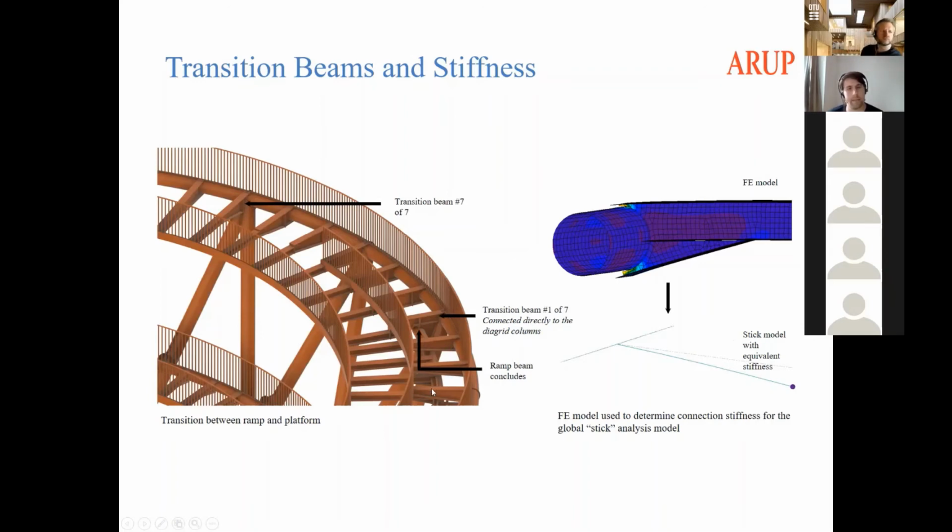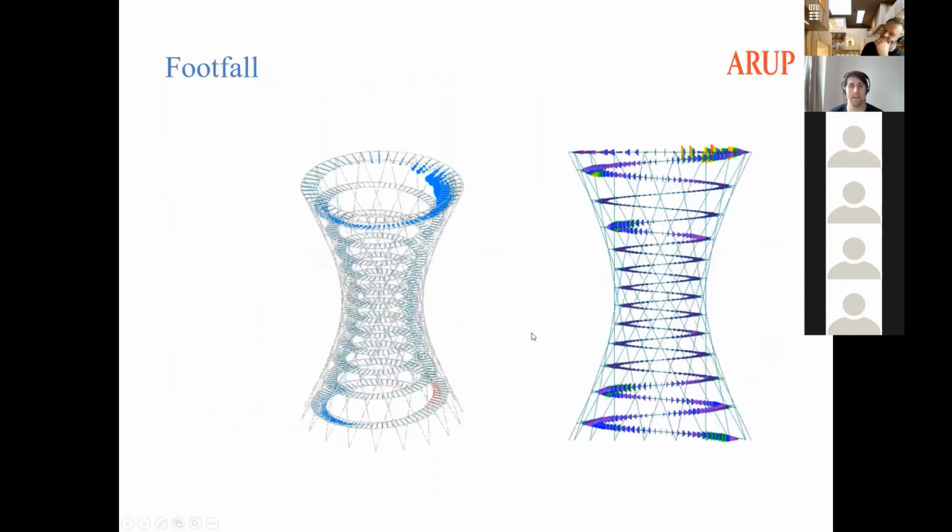Another interesting element of the tower is the whole transition from being a doubly curved ramp to a flat platform. As you see here on the picture to the left, the ramping concludes here, and the standard platform cantilever is starting over here. So that means in order to get this transition, we have a total of 7 different transition beams, which are all unique and non-standard elements. And the transition beams are especially interesting when it comes to the human-induced vibrations, also known as footfall.